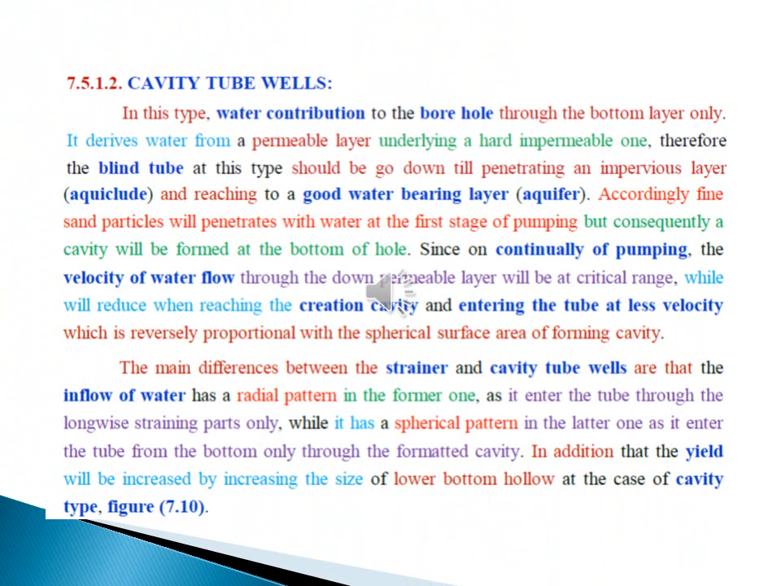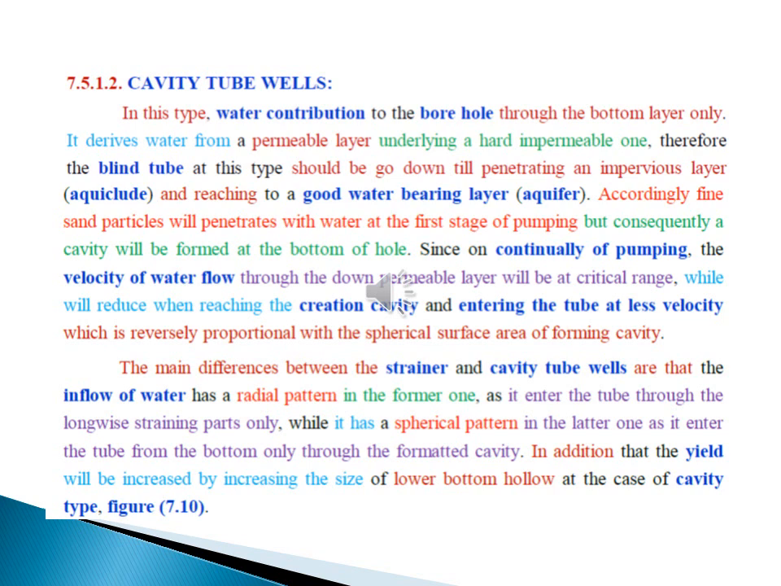Cavity tube well. In this type, water contributes to the borehole through the bottom layer only. It derives water from a permeable layer underlying a hard impermeable one. Therefore, the blind tube in this type should go down, penetrating an interior layer, and reaching a good water bearing aquifer layer.